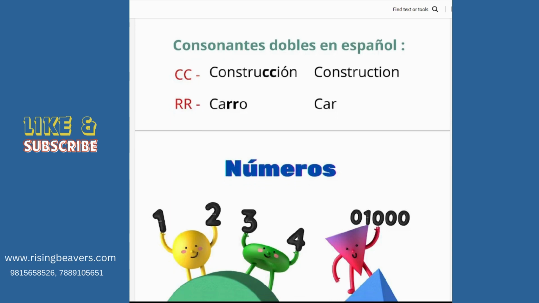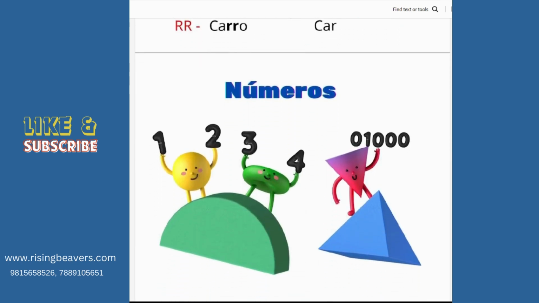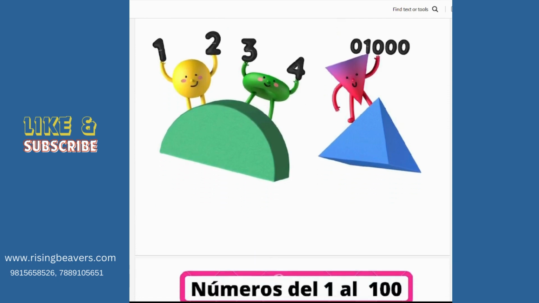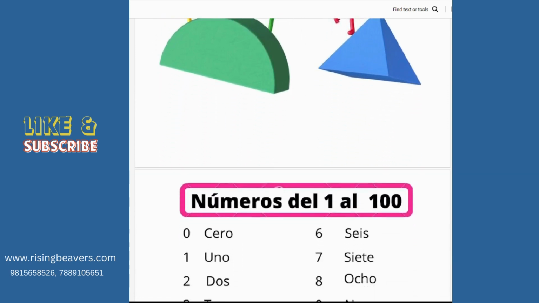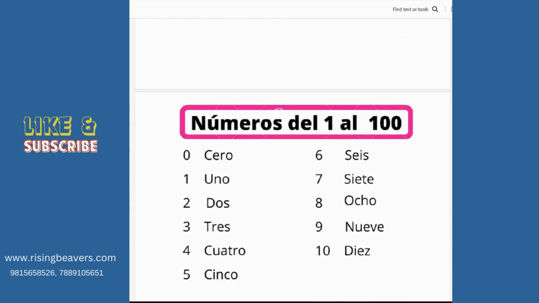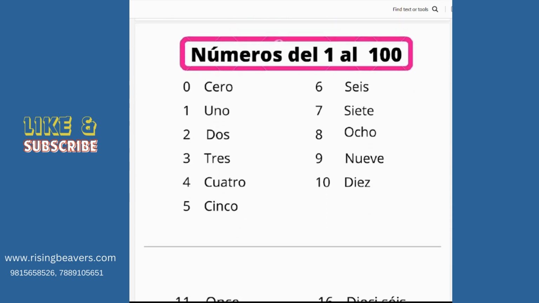Next, we have números. Números is numbers, right? We'll see the numbers. How can we pronounce the numbers in Spanish? So here we are. Números del 1 al 100. Right? The title is Números del 1 al 100. Means the numbers from 1 to 100. Números is numbers. Del means from. Uno is 1. Al means to the, and 100 is cien, right? Okay, let's see how we can pronounce the numbers in Spanish language.